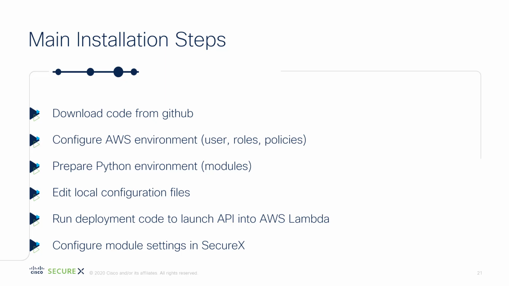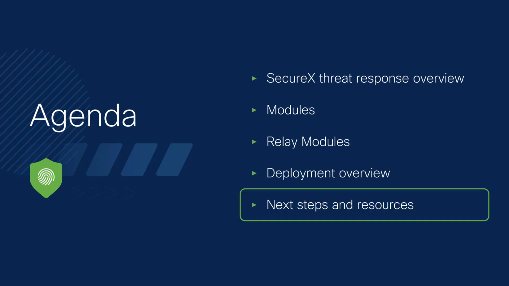You then prepare the Python environment. Again, this is a one-time operation. You edit some local configuration files for every relay module you're going to install. You then run the deployment code to launch that API up into AWS Lambda, and then you configure some module settings in SecureX. That's the list of steps. And we're going to have configuration guides, and we're going to have configuration videos walking you through each of those steps.